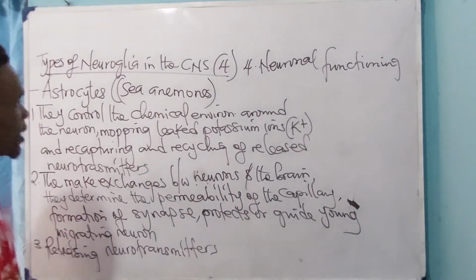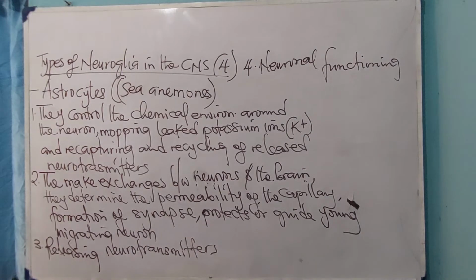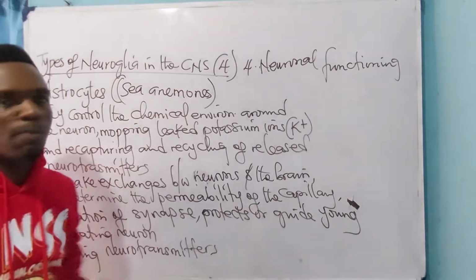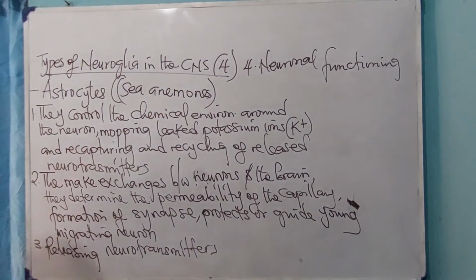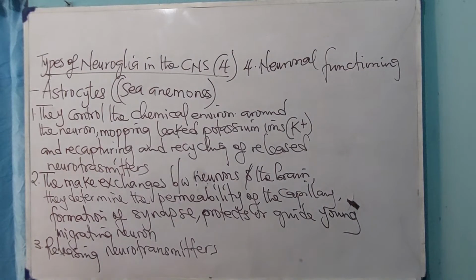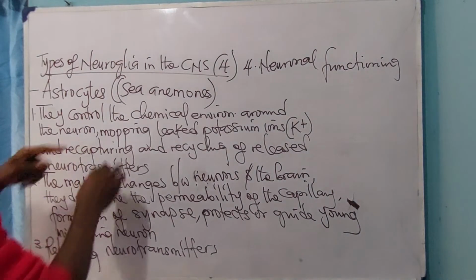Now the second one. In a previous class, I listed the 4 types of neuroglia in the central nervous system. The first one is the astrocytes, and the second one is the microglia. Please, I'll rub off this, okay?